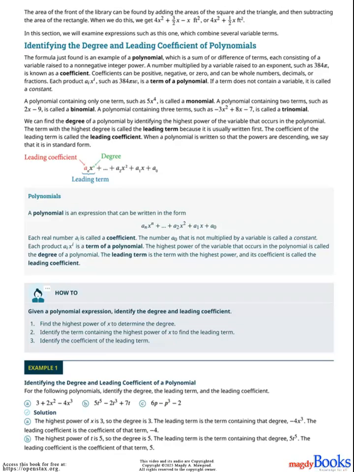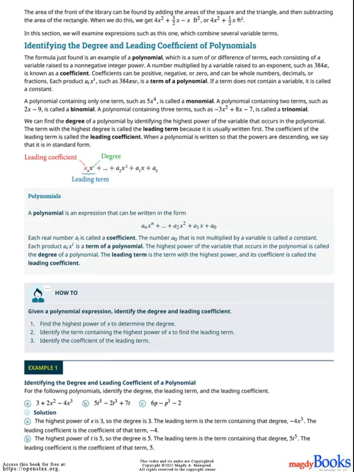1. Find the highest power of x to determine the degree. 2. Identify the term containing the highest power of x to find the leading term. 3. Identify the coefficient of the leading term. Example 1. Identifying the degree and leading coefficient of a polynomial. For the following polynomials, identify the degree, the leading term, and the leading coefficient.